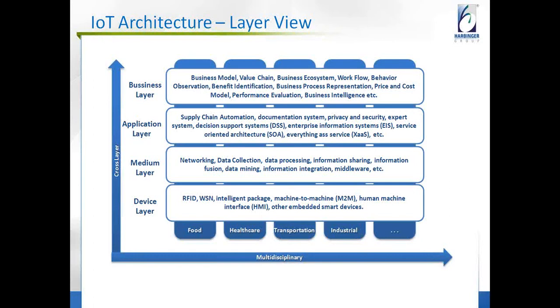So something that is around supply chain automation, documentation systems, privacy and security management, expert systems, DSS, that is getting into the application layer, which is very specifically categorized. And then the other usage, or the meaning aspect of it, gets into the business layer, like the business model or the value chain proposition calculation, the business ecosystem, process representation, then price cost modeling, performance evaluation, any BI out of it, or benefit identification. So something that is related to the post actions based on the data collected is getting into the business layer.